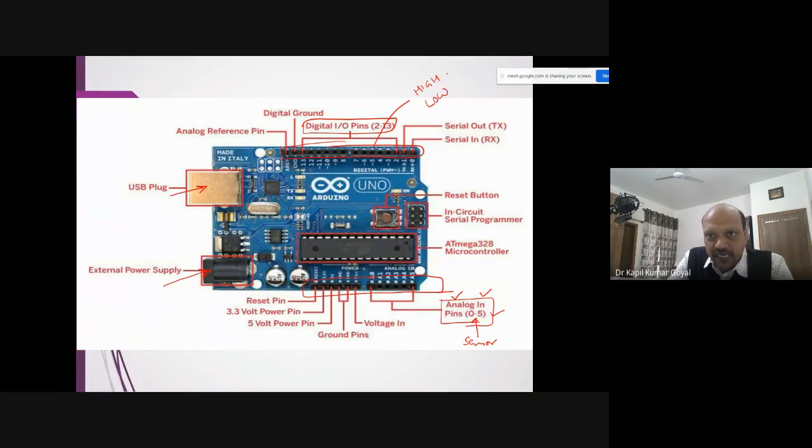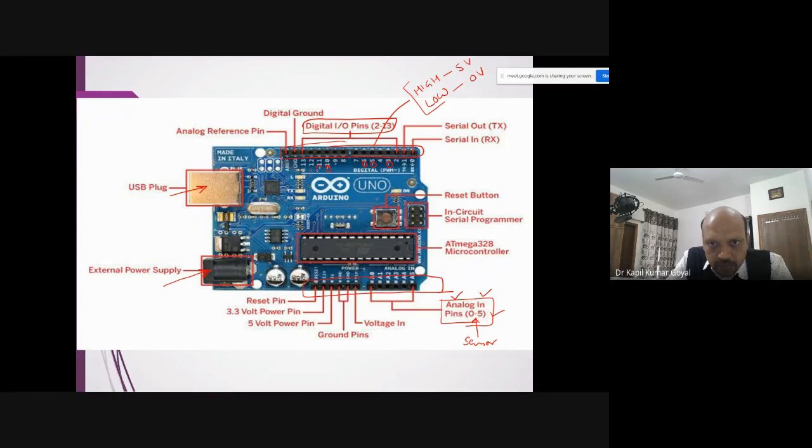When we say high, it means this pin will be at 5 volt, and when we say low, this pin will be at 0 volt. So there are two options only in case of these pins. But you can see here a small symbol. These are the symbols for PWM, pulse width modulation.